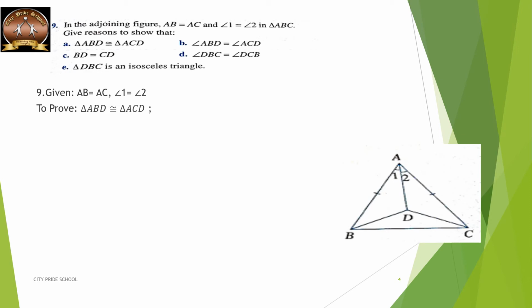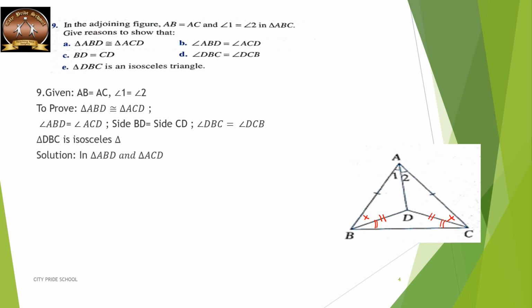Well, let us see. The first thing I have to prove is triangle ABD is congruent to triangle ACD, and also next thing I have to prove that angle ABD is equal to angle ACD. Then I have to prove that side BD is equal to side CD, and then I have to prove that angle DBC is equal to angle DCB, and the last part is I have to prove that triangle DBC is an isosceles triangle. So let us start with our solution.